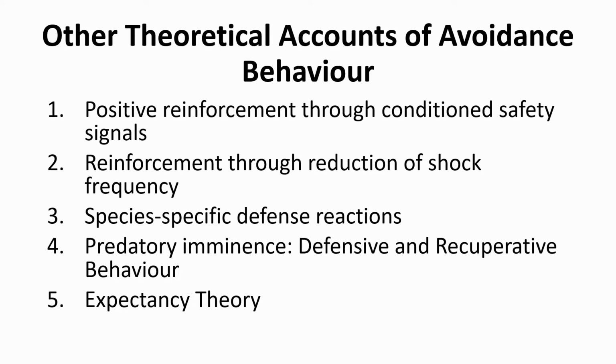And this idea carries over into our next point, which is to consider predatory imminence. Basically saying that our species-specific defense reactions might vary, so we might have different reactions based on where in our set of behaviors in response to, say, a predator attack, the stimulus might be encountered.